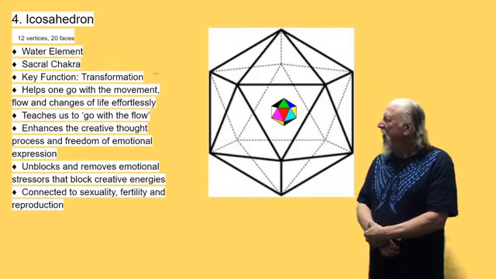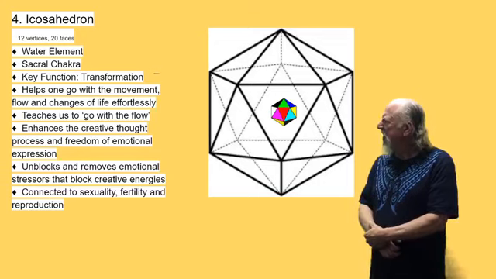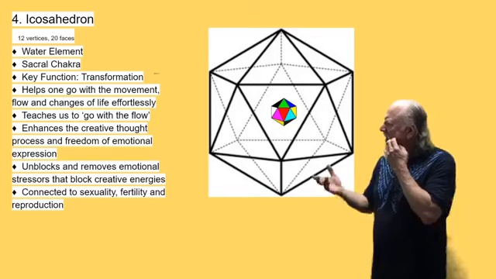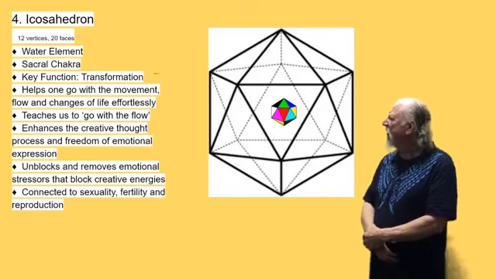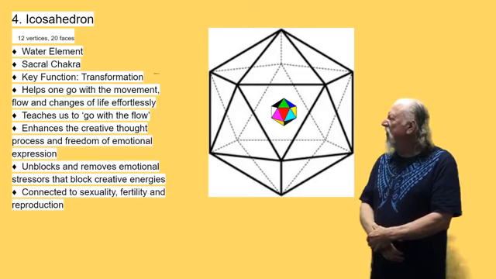The icosahedron is the water element, sacral chakra. They're connected with different chakras. It teaches us to go with the flow, enhances creative thought process, freedom of emotional expression, unblocks and removes emotional stressors that block creative energies, and it's connected to sexuality, fertility, and reproduction.